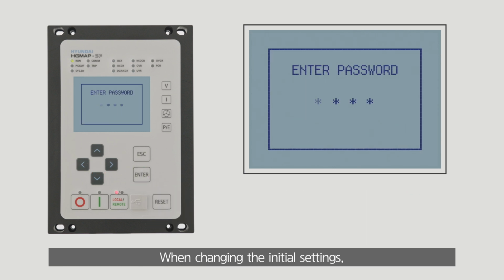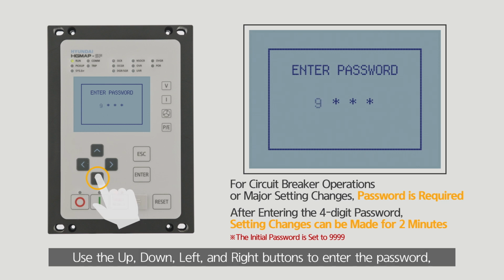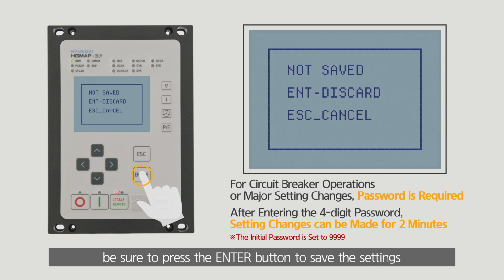When changing the initial settings, a password confirmation window will appear to prevent unauthorized operations. Use the up, down, left, and right buttons to enter the password, then press the Enter button to confirm it. After making all setting changes, be sure to press the Enter button to save the settings.